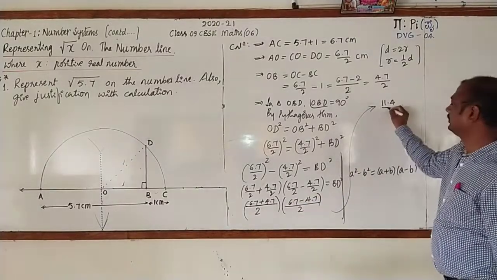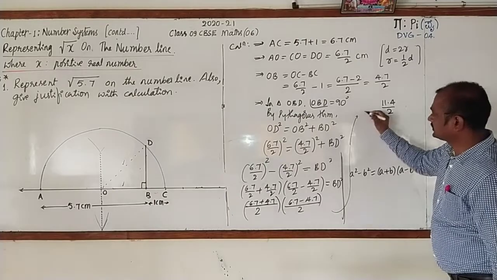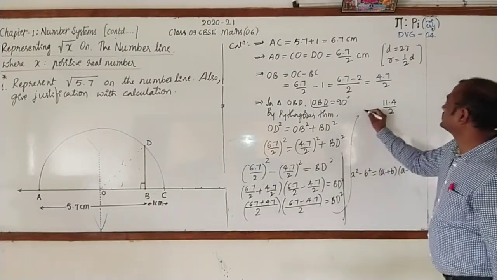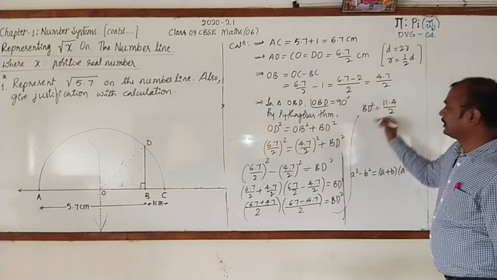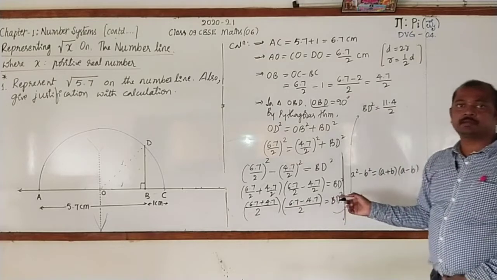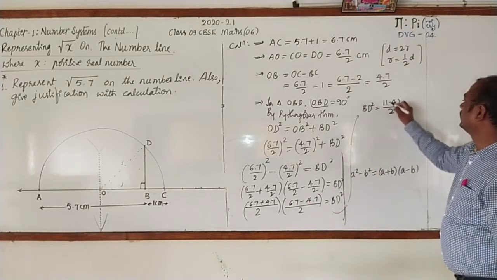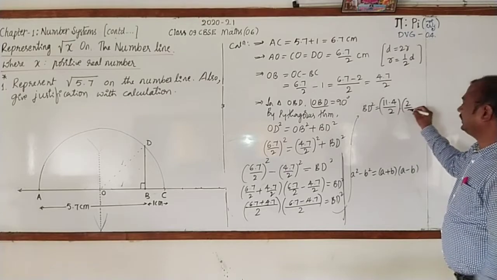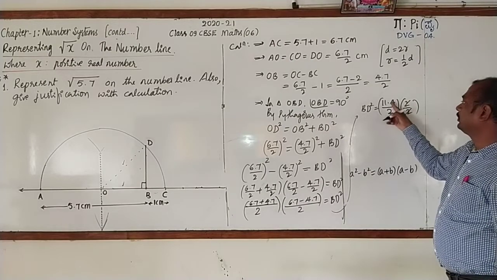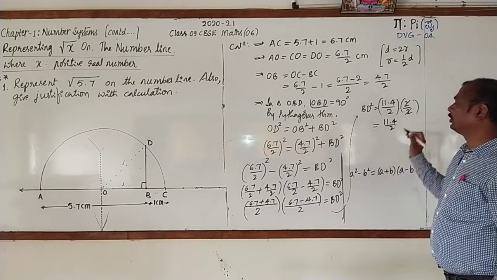11.4 divided by 2. Here I write, BD square is equal to 11.4 by 2. Then what is 6.7 minus 4.7? Subtract. You will get 2 by 2 as it is. 2 gets cancelled. Then 1 will remain. 1 into 11.4 by 2, it is 11.4 by 2 only.